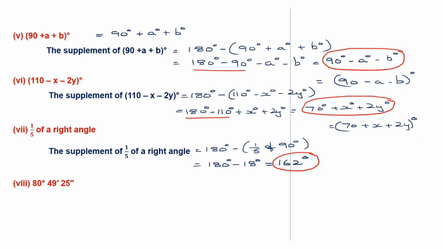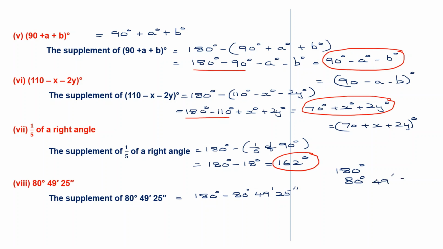Next one, question 8. Now here we have 80 degrees, 49 minutes, 25 seconds. So let's find the supplement of this. That means we need to subtract 80 degrees, 49 minutes, 25 seconds from 180 degrees. So let's write that out. Here we have 180 degrees. Below this we write 80 degrees, and then we have 49 minutes and 25 seconds. Above this we need to put zeros because we don't have anything there. Now we have to subtract this.